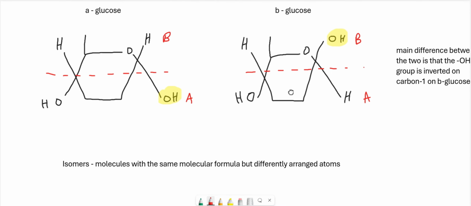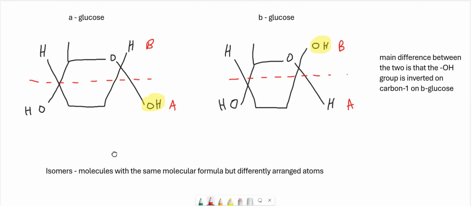Now, you may be thinking, what is this definition of isomers? Well, the isomers bit is related to both of these. So an isomer is a molecule with the same molecular formula but differently arranged atoms. And you may be thinking, what is a molecular formula? I've never heard of that before. That's completely fine. It's quite a simple definition. A molecular formula essentially shows the exact number and type of atom present in a molecule.